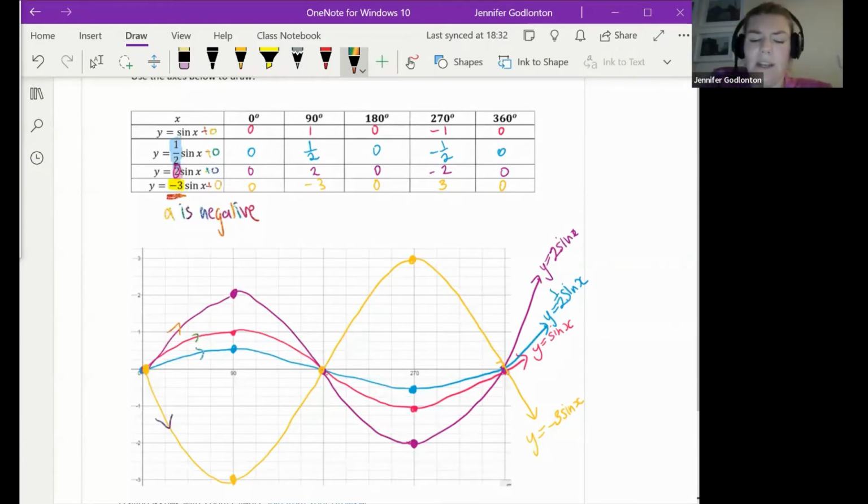But if you work with your calculator, you'll always be able to do that. I just wanted you to be able to see this as a visual.